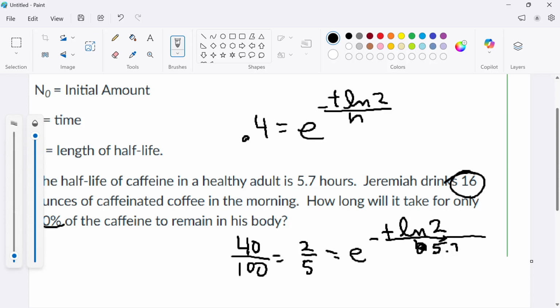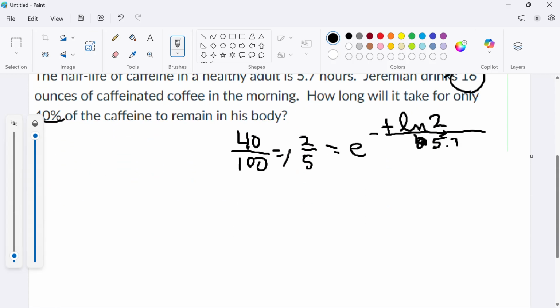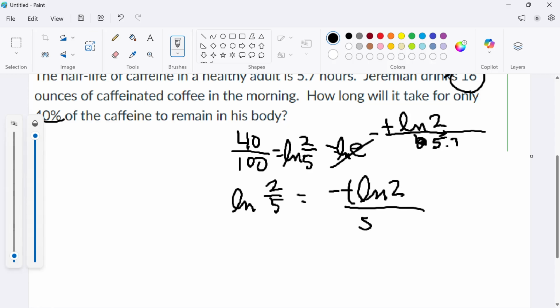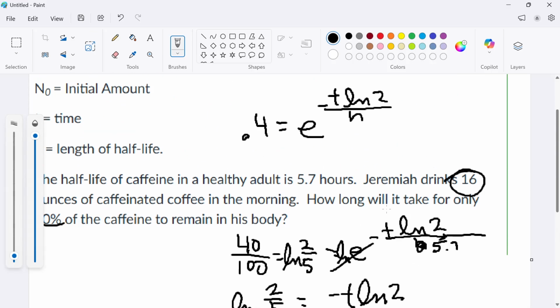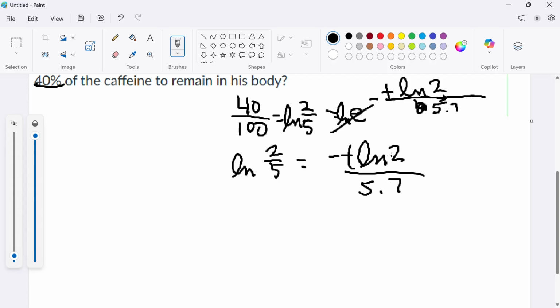5.7. Okay, and now I'll just take the natural log of both sides. Remember, the natural log of e, they just cancel out. So log of 2/5 equals negative t, natural log of 2 divided by 5.7. Do I have that right? 5.7, yes. So now I'll multiply 5.7 by both sides and divide both sides by negative log of 2.